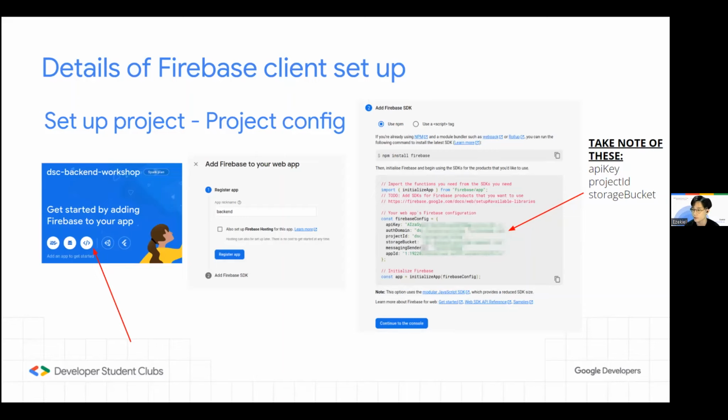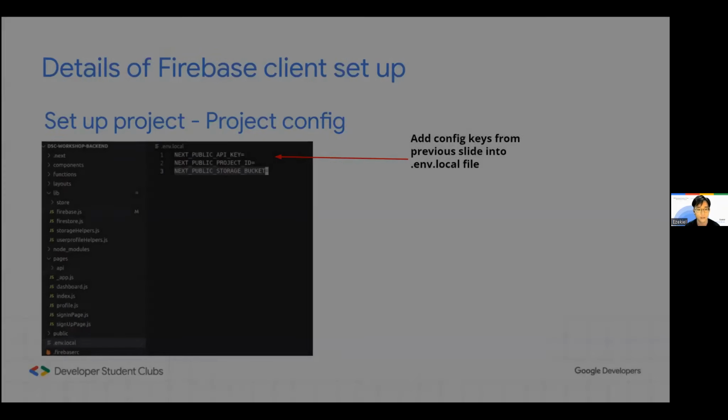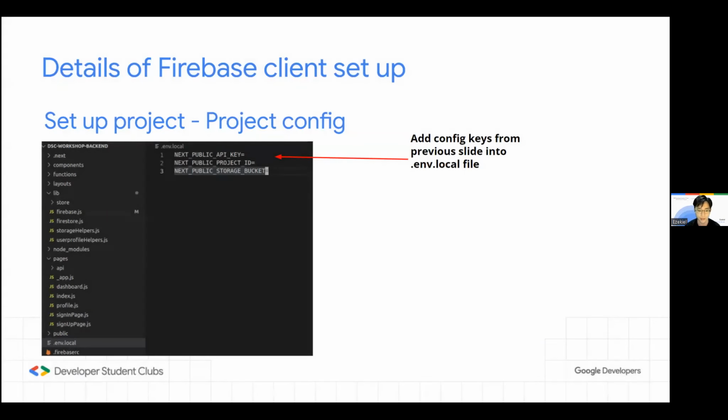Okay, then once you have these values, what you need to do next is to plug them into the env local file from the repo that you just cloned. Just drop the API key into the API key variable, then project ID, then storage bucket.